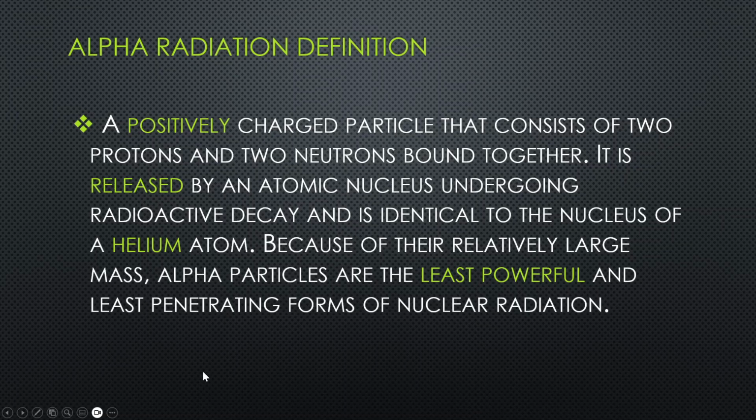Okay? All right. So what about the definition? Alpha radiation is a positively charged particle, because there are no electrons, so we have 2 positive protons, and neutrons are neutral. It consists of 2 protons and 2 neutrons bound together. It is released by an atomic nucleus undergoing radioactive decay and is identical to the nucleus of a helium atom. That's why we put the symbol He for helium. Because of their relatively large mass, alpha particles are the least powerful and least penetrating forms of nuclear radiation.